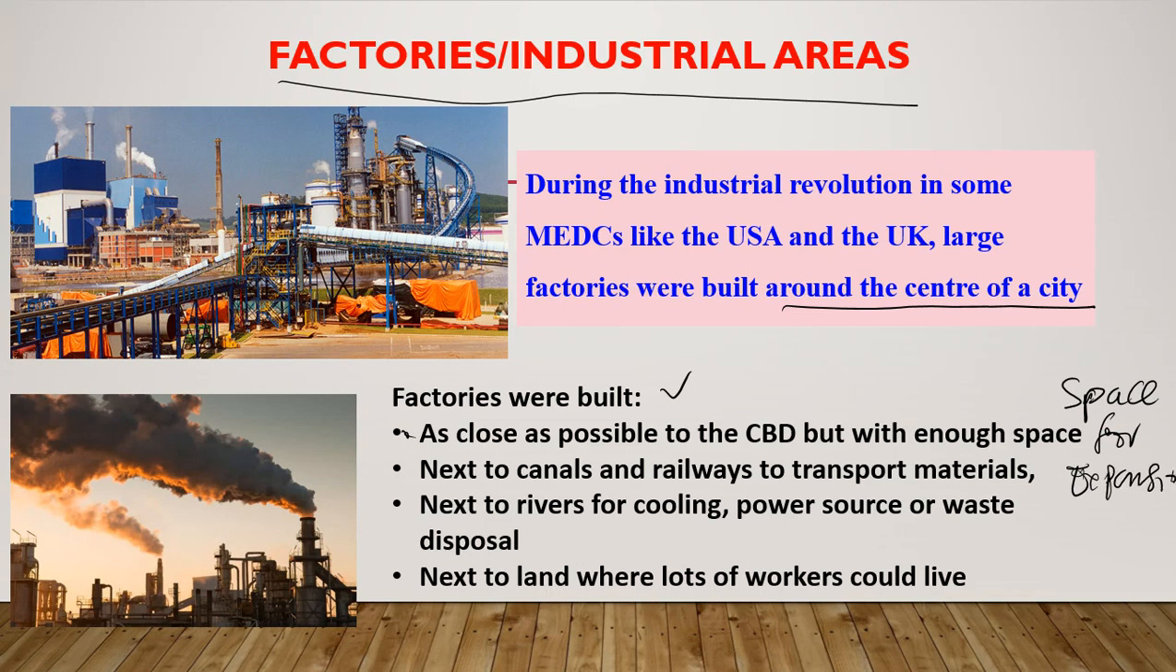Also, you find that it's usually next to canals and railways to transport materials. It's also next to rivers for cooling, power source, or waste disposal. It's next to land where lots of workers could live. This is why you have factories there.